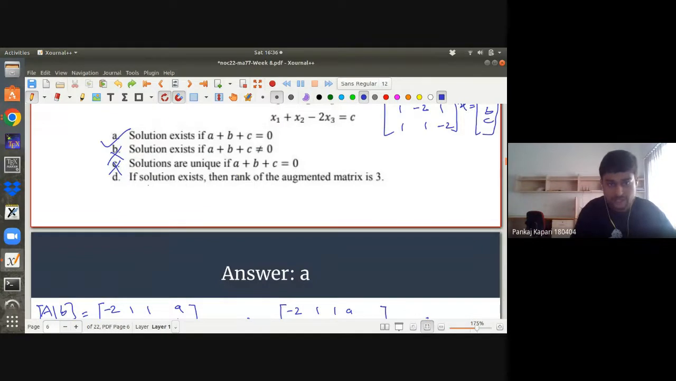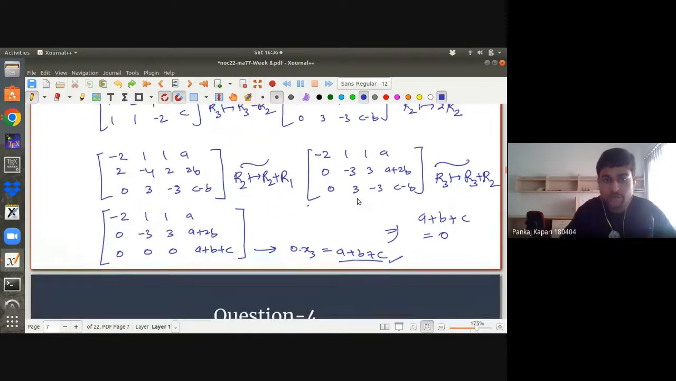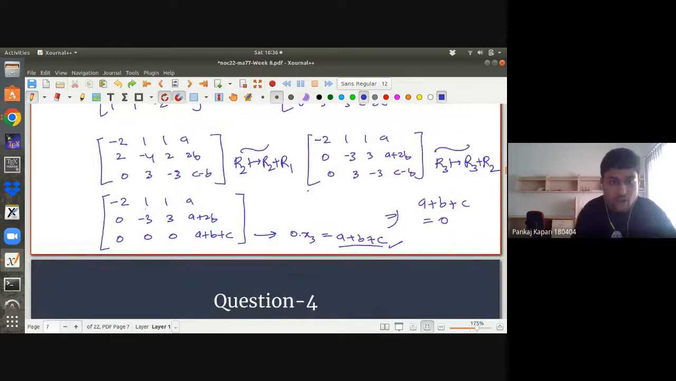Okay, and the option saying that if solutions exist, then the rank of the augmented matrix is 3. Notice that this is also false, because the rank of the augmented matrix here is 2. So what is the rank? Rank means how many non-zero entries there are on the diagonal. There are only 2 non-zero entries. Therefore, the rank is 2.